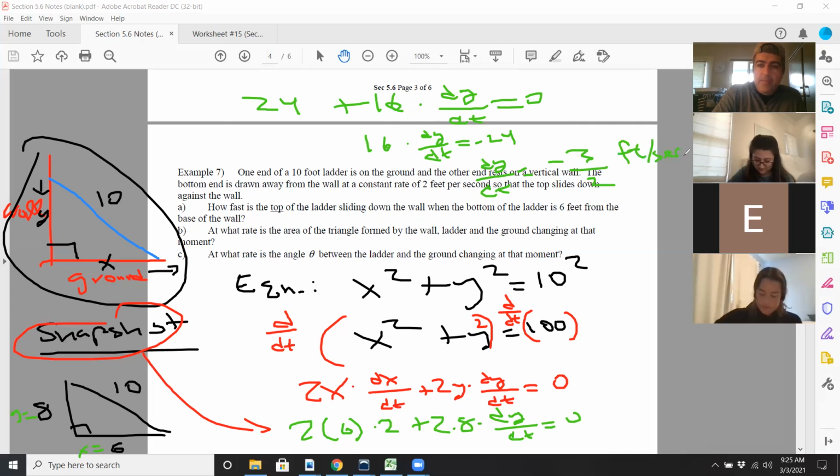Now, the answer for part A was negative. Why does that make sense? Why should it be negative, not positive, for dy/dt? Isn't y getting smaller because it's moving down? Yeah, exactly. Y is losing value. So you always have to be mindful about that too.